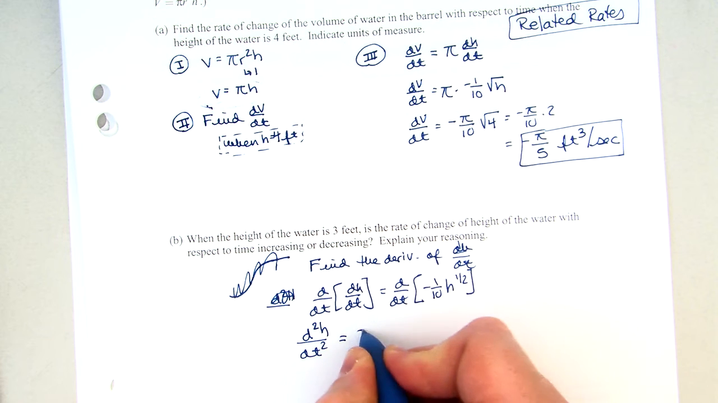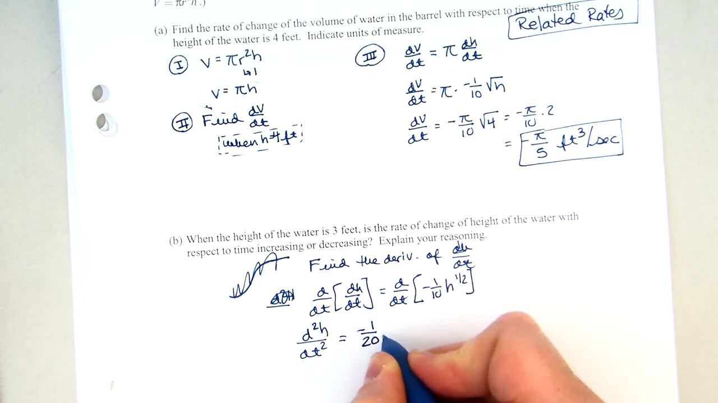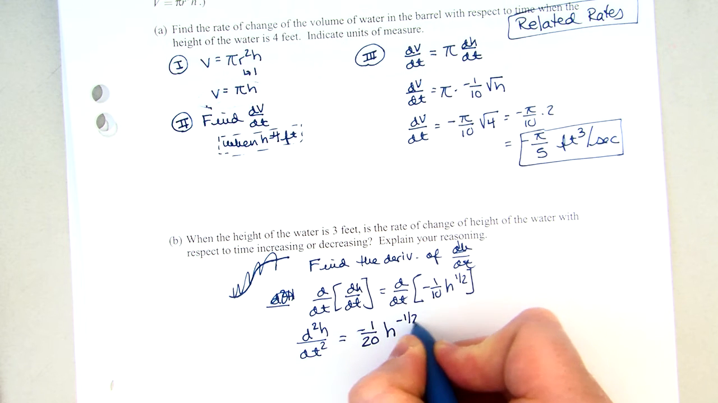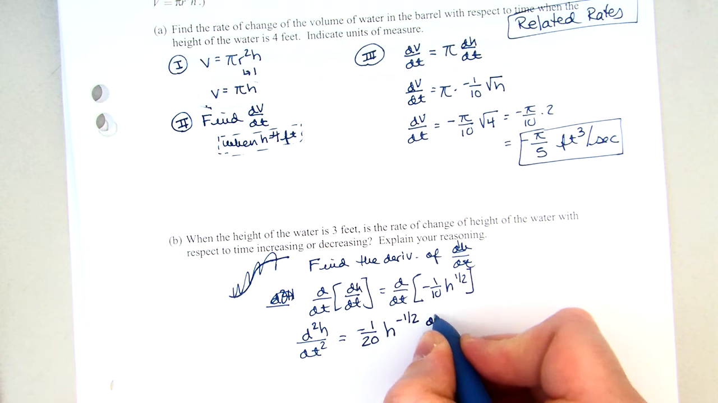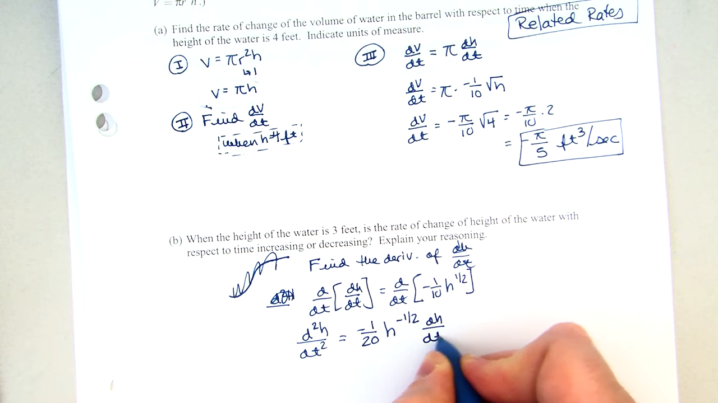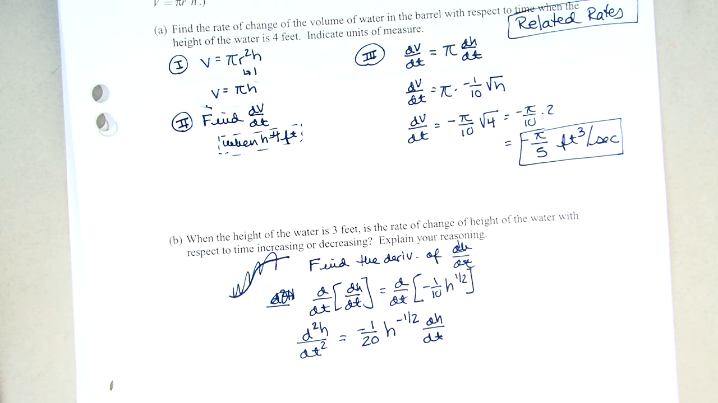So negative 1/20th, h to the negative 1/2. Yep, so negative 1 over... But you've gotta multiply by dH/dt. Thank you, dH/dt. Why? Because everything's a function of time here.